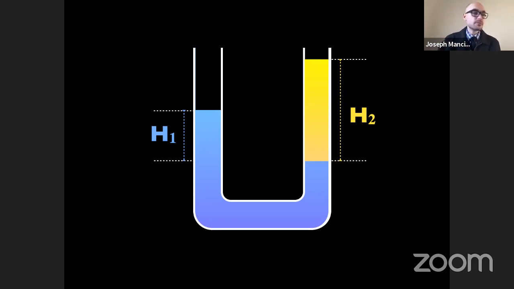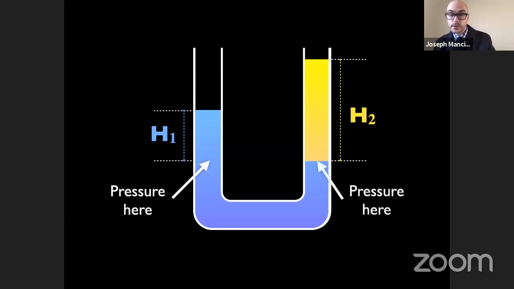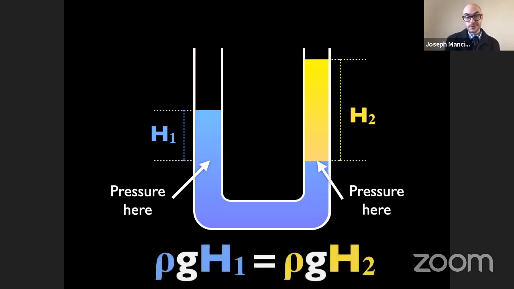Well, Pascal's principle tells us that the pressure here equals the pressure here. The pressure at any depth in the same fluid is the same. If the pressure weren't the same, we'd see flow. We'd see something dynamic happening. These fluids are at rest. So if the pressure on the left equals the pressure on the right, that means that rho gh on the left equals rho gh on the right.